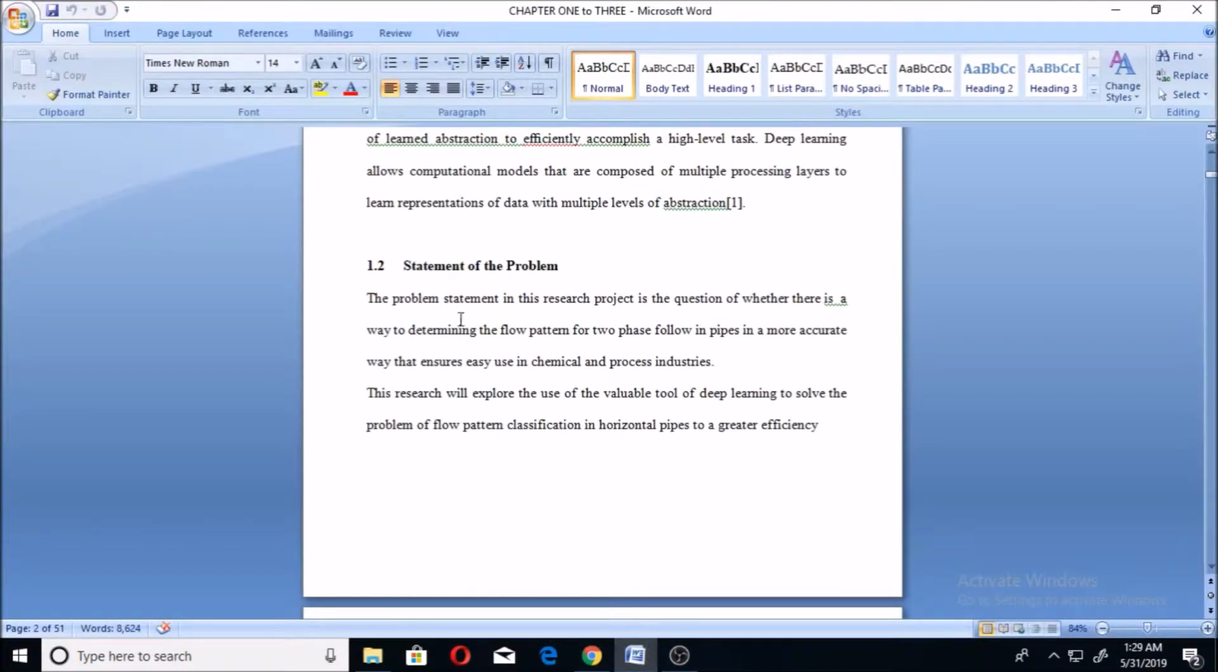So like in my own, this is the statement of the problem. I say the problem statement in this research project is the question of whether there is a way of determining the flow pattern for two-phase flow in pipes in a more accurate way that ensures easy use in chemical and process industries. This research will explore the use of the valuable tool of deep learning to solve the problem of flow classification in horizontal pipes to a greater efficiency. You see that the question this project or thesis is all about, I stated it here and I also stated how to go about tackling it, and that is what the statement of the problem is all about.